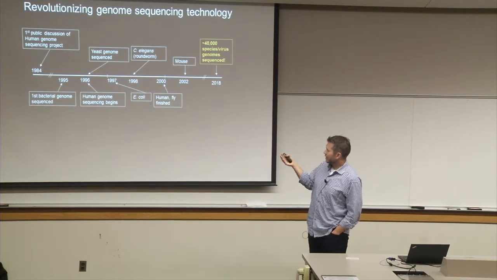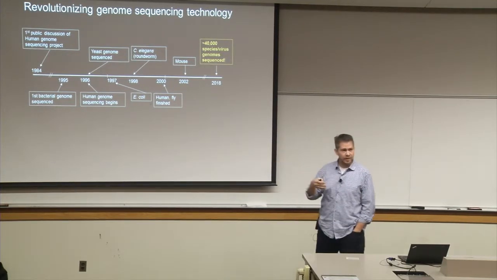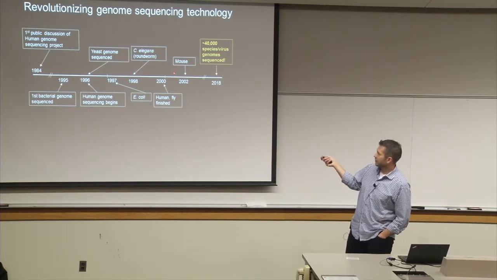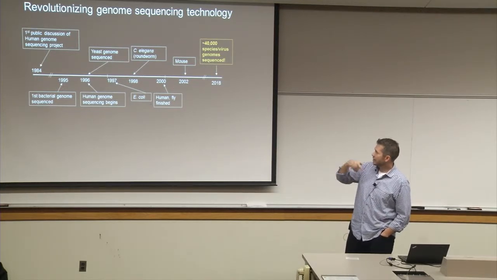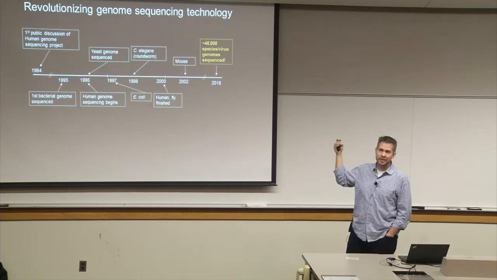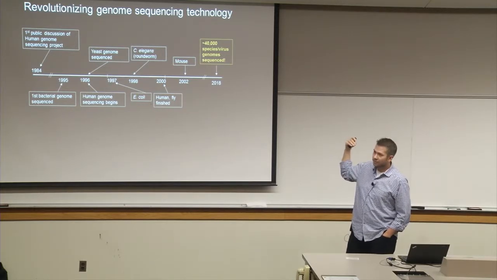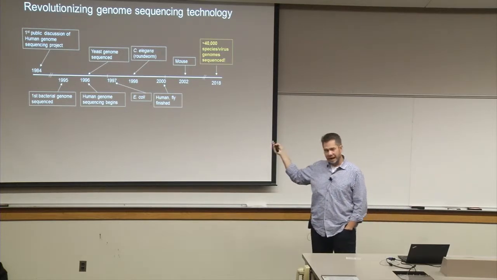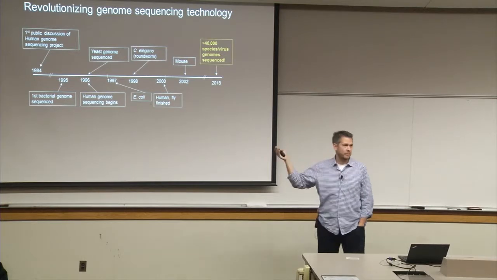By 2000, we had 4 or 5 different genome sequences, including the human genome draft. Zoom ahead, so mouse was sequenced shortly after that. Fly was finished about the same time. Zoom ahead to 2018, we have 40,000. I just checked this morning. We have 40,000 different genome assemblies, including viruses, bacteria, and there's tons of different bacterial species.